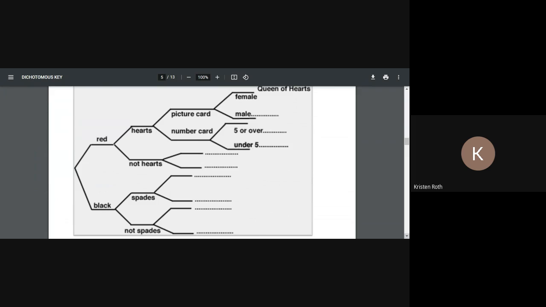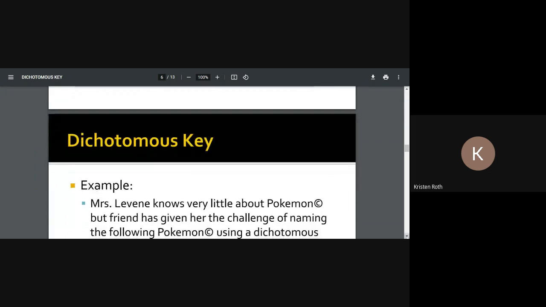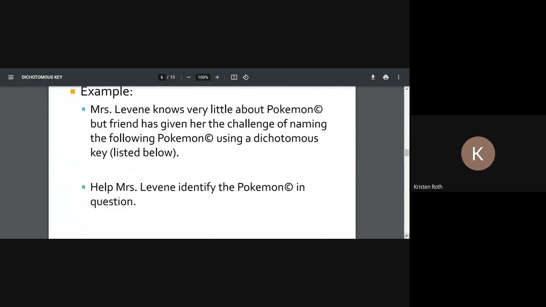Okay, so that's a way to distinguish what card it is. This is what a dichotomous key is. It's asking you 2 questions. Is it this or is it this? And you have to pick one of them. Okay. All right, so example of Pokemon.